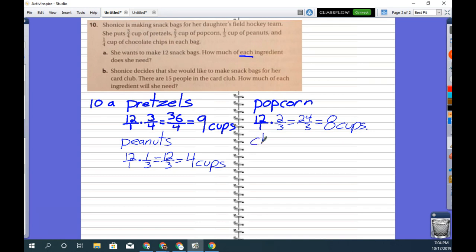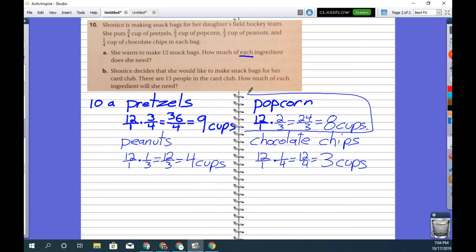So we have chocolate chips. And for chocolate chips, we're going to take our 12 over 1 and multiply that times 1/4. That gives us 12 over 4, which then simplifies to 3 cups of chocolate chips. I might even want to box my work. Circle my answers.